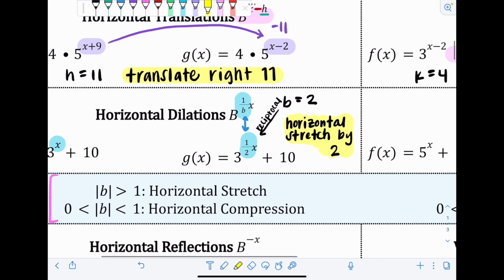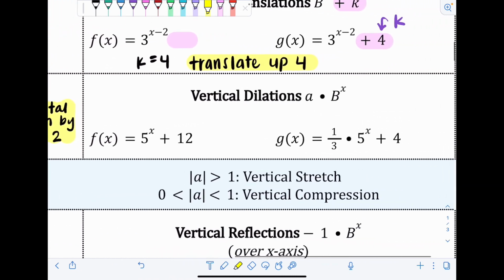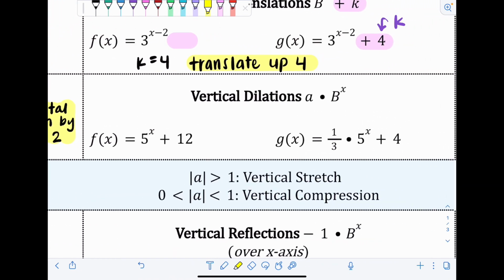And then moving over to a vertical dilation. The vertical dilation is a bit easier than the horizontal one. So the little formula for vertical dilations is a times b to the x power. So we're really just looking for that number multiplied out in front of the function to change, or to get added if there wasn't one already.